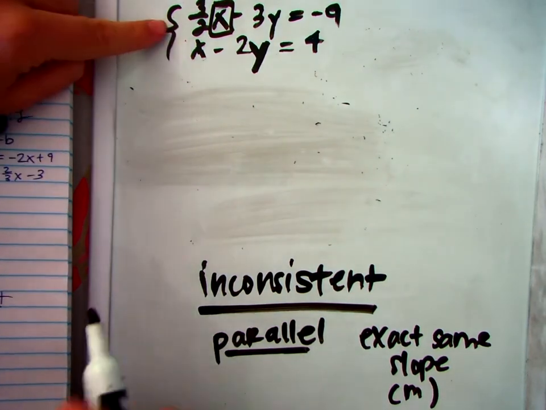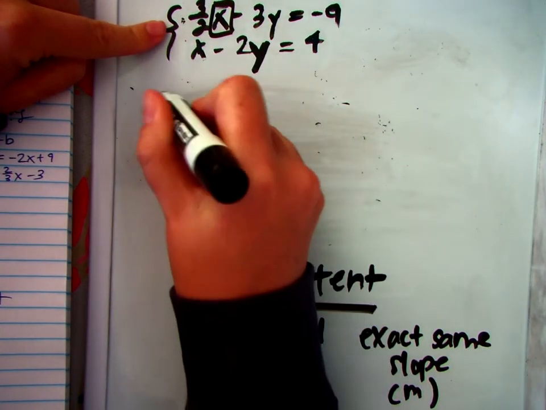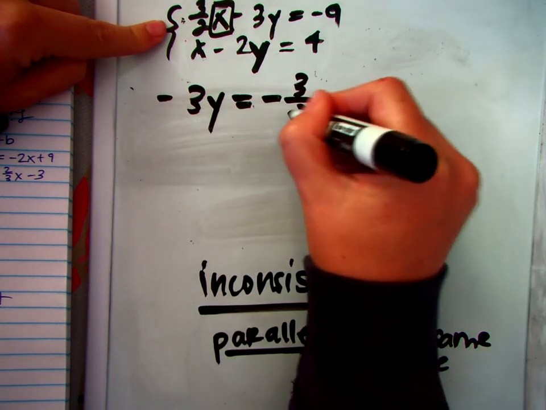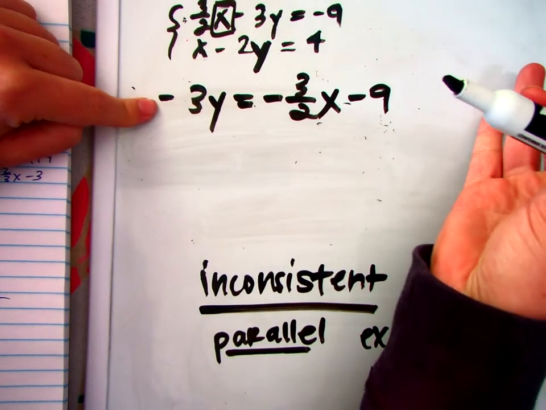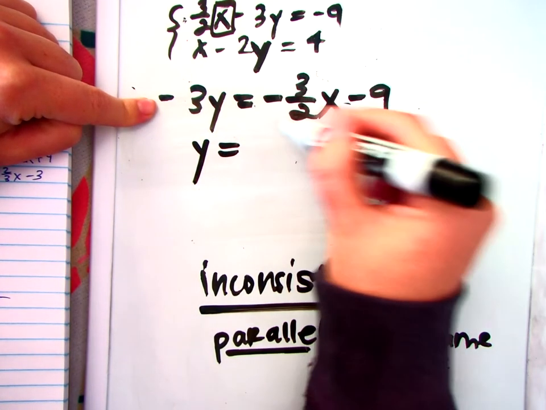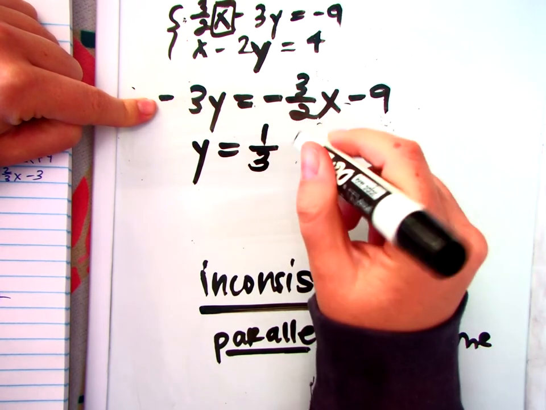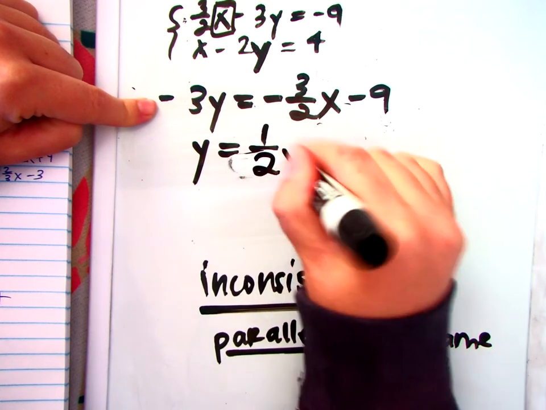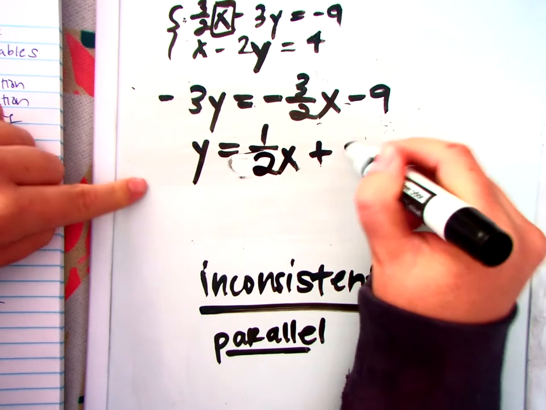So let's look up here. If I solve the first equation for y, the first thing I'm going to do is move this guy over. So I have negative 3y equals negative 3/2 x minus 9, dividing by negative 3 or multiplying by negative 1/3. Y equals, I'm multiplying by negative 1/3. So 1/2 x, multiply by negative 1/3, plus 3.